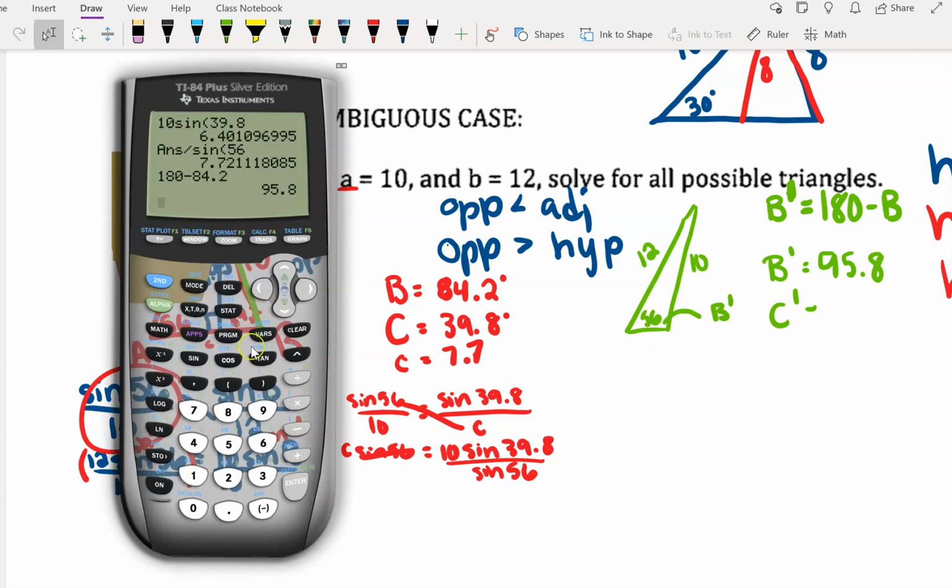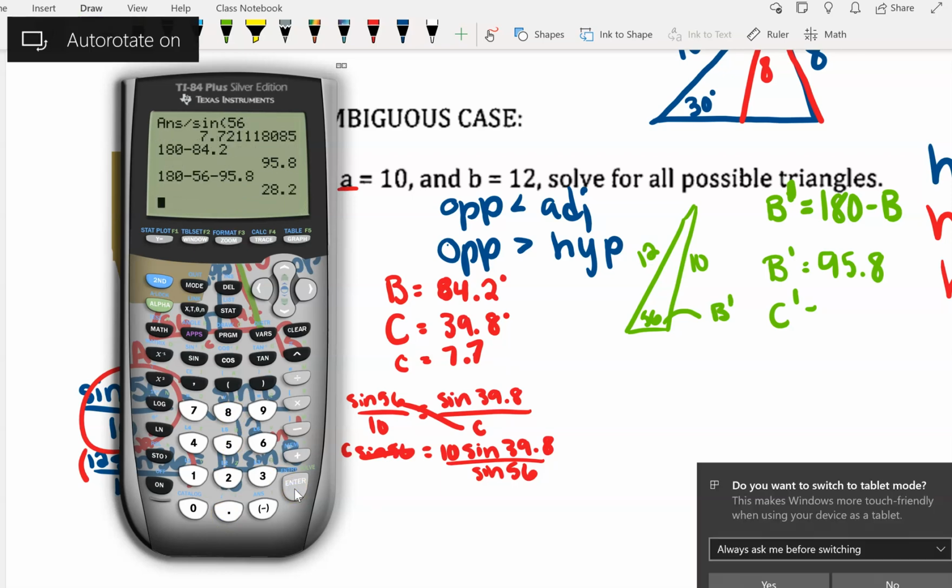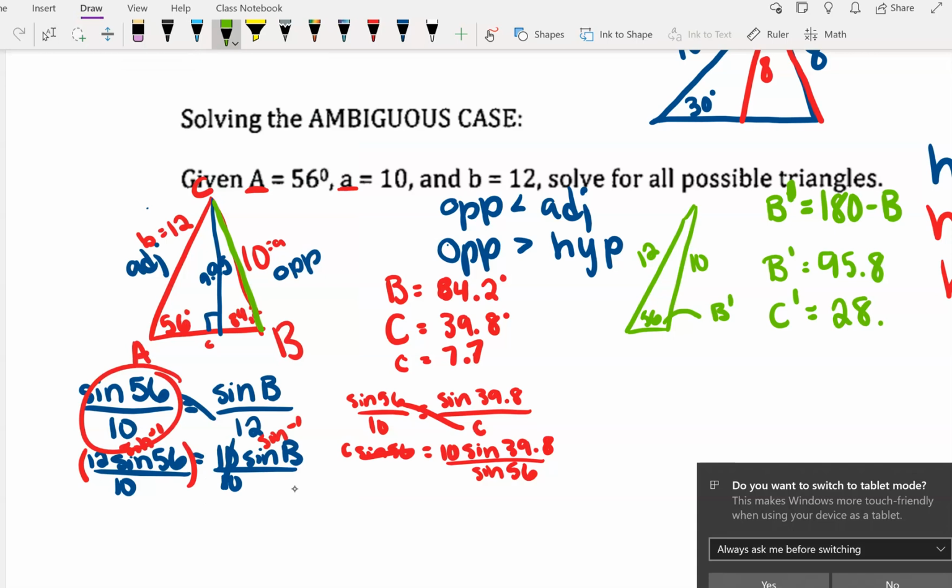So 180 minus 56 minus 95.8. It's going to leave us with 28.2 is what C prime is going to be. Should be putting my degree symbols on there. There we go. And now lastly, we need to find little c prime.